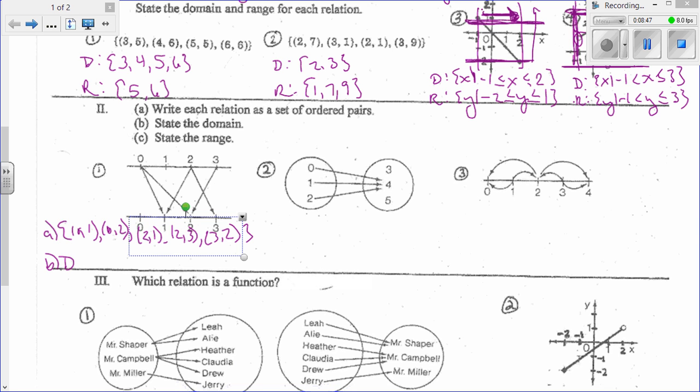My domain is all my x values. So if you look at the top, we're mapping from 0, 2, and 3. So that is my domain, 0, 2, and 3. My range is where I'm mapping to. I'm mapping to 1, 2, and 3. Okay?